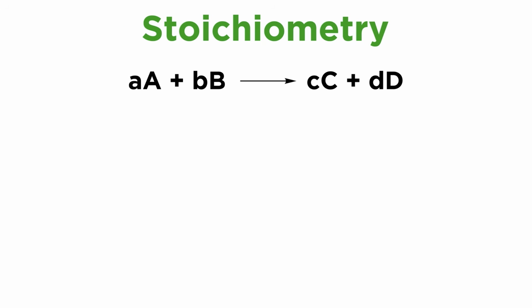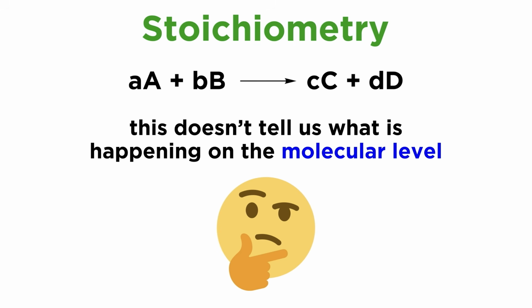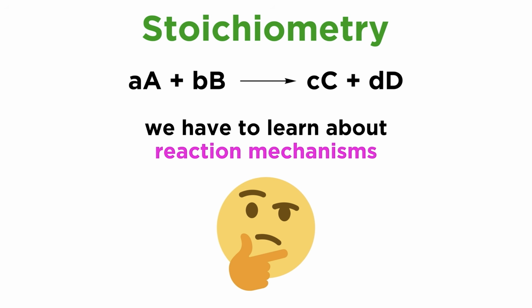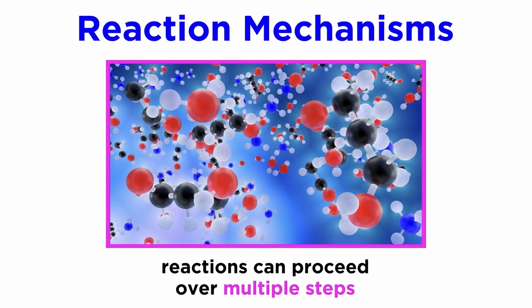Now let's relate this concept more broadly to chemical reactions. In learning about stoichiometry, we dealt with coefficients in a balanced chemical equation. But this balanced chemical equation doesn't really tell us what is happening on the molecular level. In order to talk about what individual molecules are doing over the course of a chemical reaction, we will have to discuss the reaction mechanism, which is the pathway by which a reaction occurs. Unbeknownst to the macroscopic observer that cannot see individual molecules, a reaction will often proceed over multiple steps.